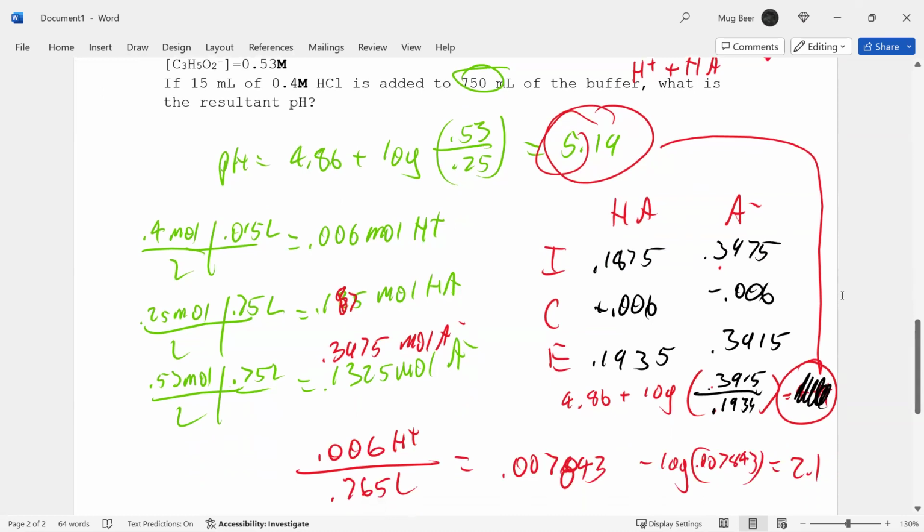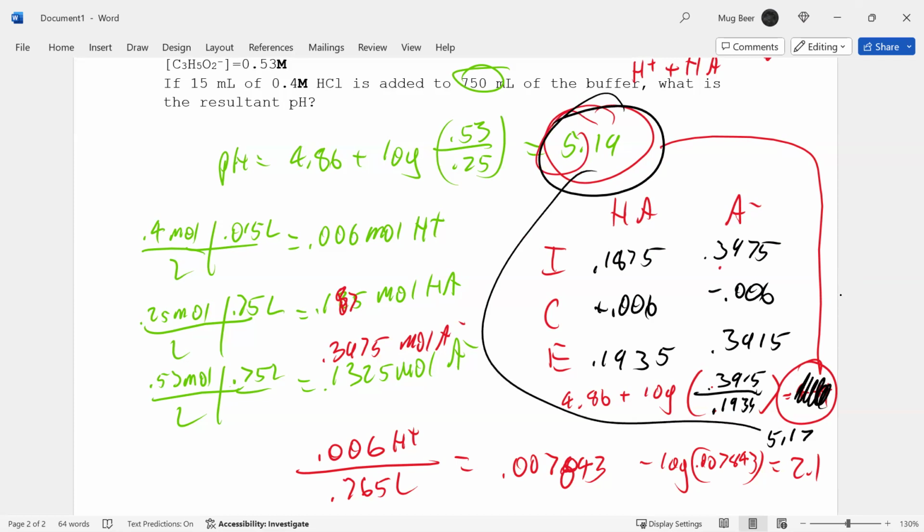All right, so let's try that again. 0.487 plus log 0.3915 divided by 0.1935. Oh yeah, that's even better. 5.17. So it went from 5.19 all the way down to 5.17. So the buffer definitely did its job. Use the right terms. Okay, thanks.